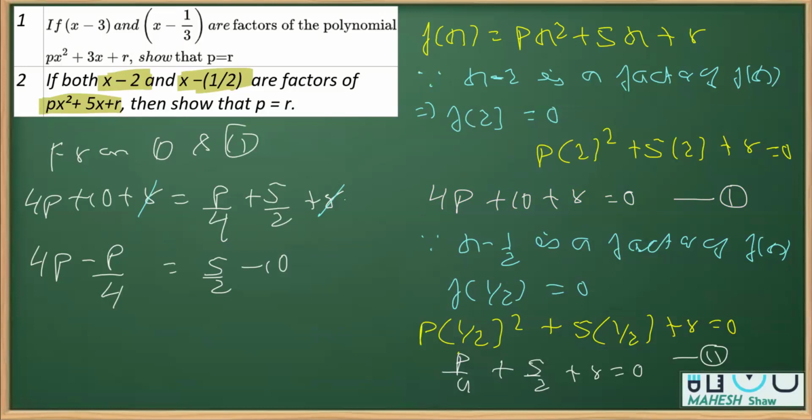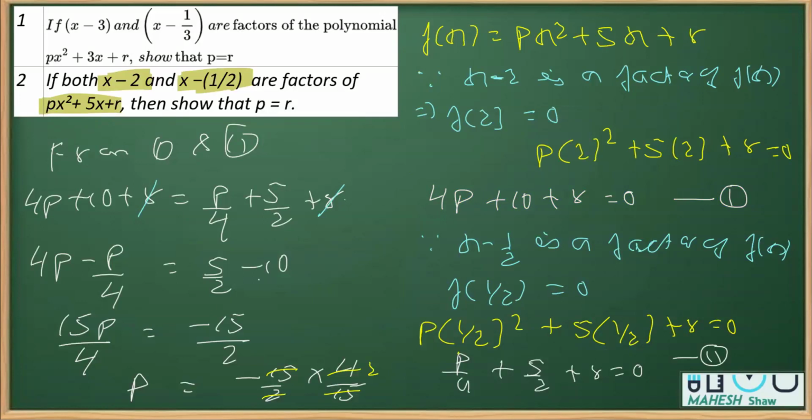This is 4 into 4 is 16. 16p minus 1p is 15p. 15p over 4 is equal to, if I take LCM, this is 5 minus 20, which is minus 15 over 2. So I took an LCM here, that is 2. So it's 5 minus 20, which is minus 15. Now, in order to get p here, we'll simply transpose. This is 15 over 2, that multiplied by 4 over 15. So we can reduce here. This 15 and 15 get cancelled. 2 ones are 2, 2 twos are 4. So we got the value of p here as minus 2.